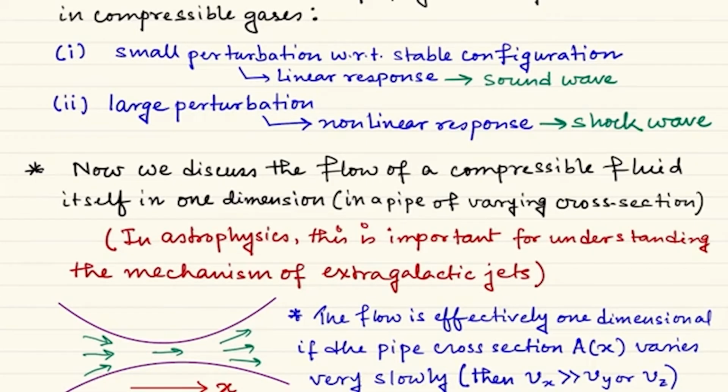For example, when a fluid is flowing in a pipe with varying cross section, that is a very simple and very fundamental problem of 1D fluid flow. Then how should we determine the density, the pressure, the velocity of the fluid at different parts of the pipe? This is a very well-known problem of fluid dynamics. Now in astrophysics, this type of problem is very important because of the understanding of the mechanism of extragalactic jets.